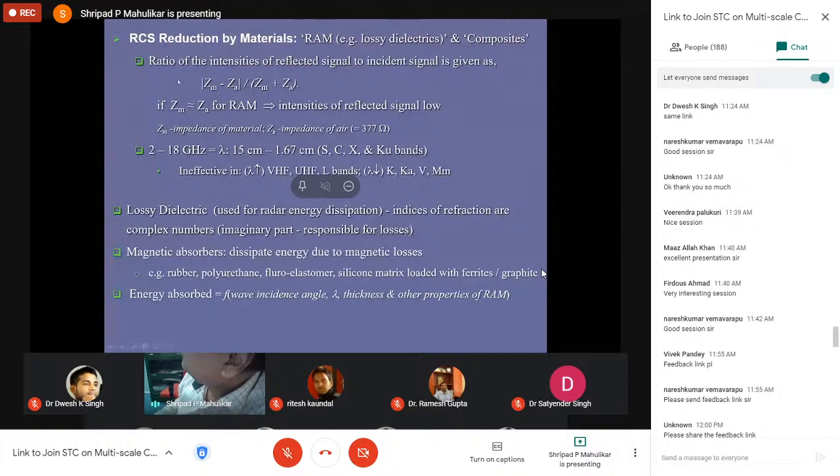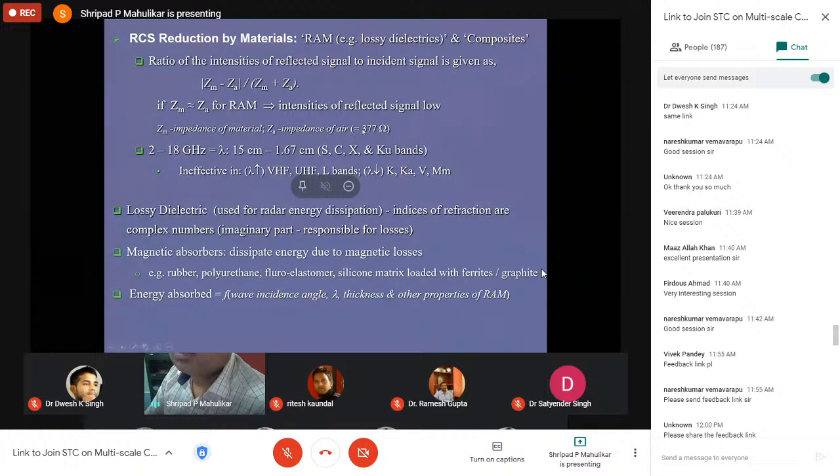So the concept is we try to minimize this ratio. This ratio of the intensities of reflected signal to incident signal is given as the difference in impedance divided by the sum of the impedances. So in the numerator, we have the difference in impedance: the material impedance, and ZA is the impedance of free space or air, which is more or less a constant at 377 ohms. If we use a material whose impedance matches that of free space, then this ratio will be very small, and it will reduce the intensity of the reflected signal.